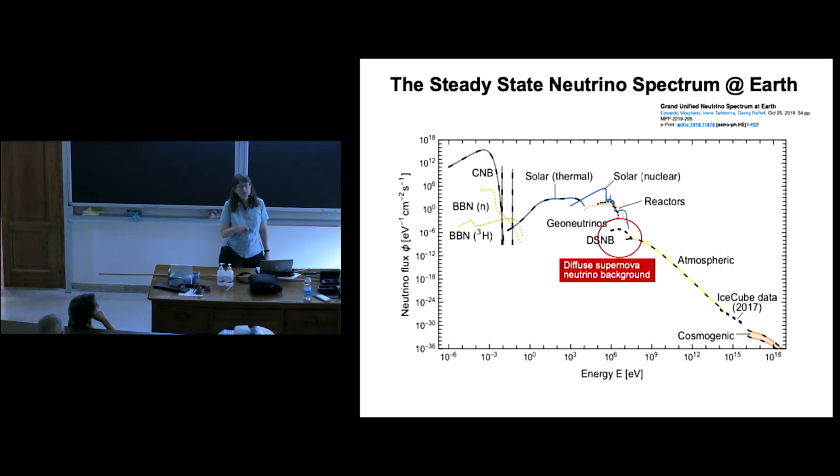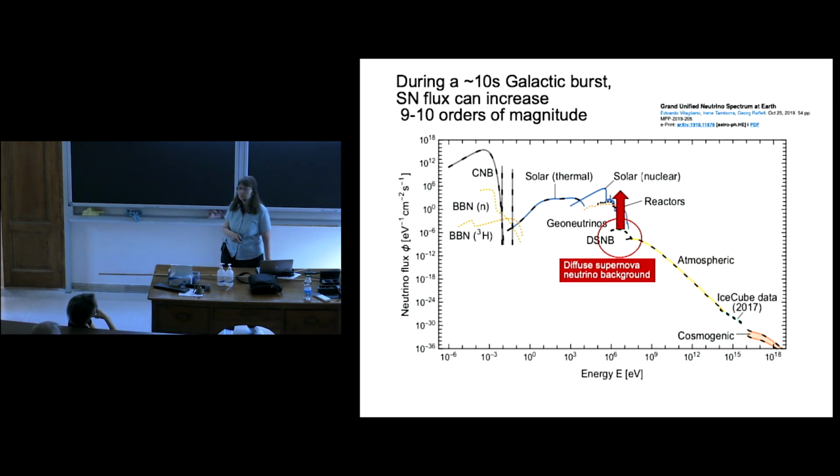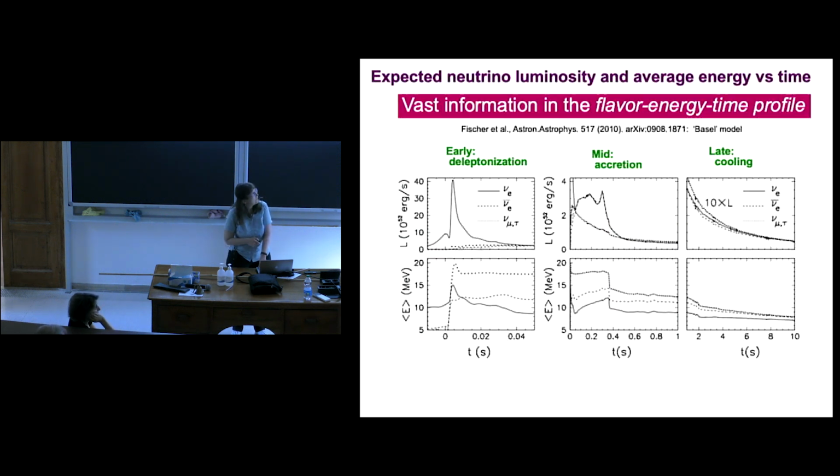This is a plot you've probably seen before, the so-called grand unified neutrino spectrum at Earth, showing the different natural and actually one artificial source of neutrinos over many, many orders of magnitude. Supernova neutrinos inhabit this regime here. This is the DSNB that we heard about in the last talk from Thomas, and that is of interest. But what I'm mostly going to be considering in this talk is a burst supernova, which is when this flux here suddenly shoots up over a period of a few tens of seconds, something like 9 or 10 orders of magnitude. So really, this thing comes and smacks you in the face.